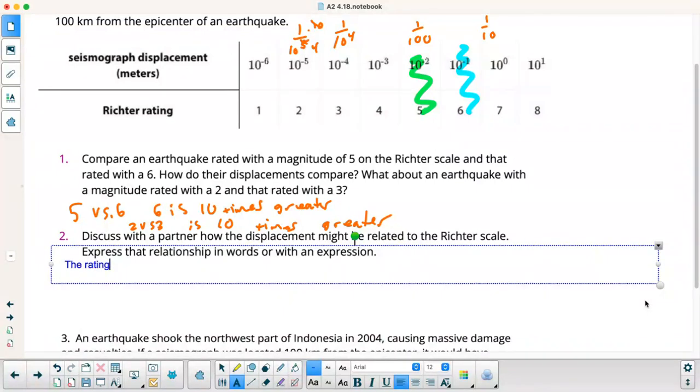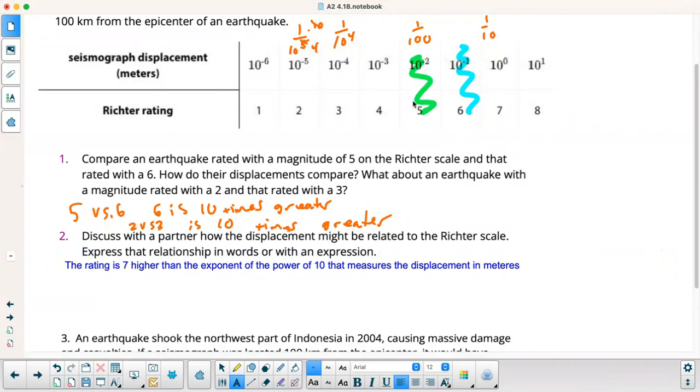the rating is 7 higher than the exponent of the power of 10 that measures the displacement in meters. Okay, so 7 higher.